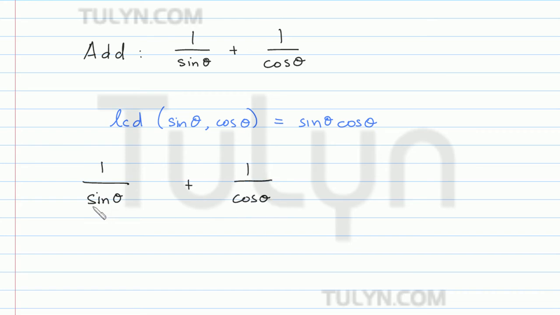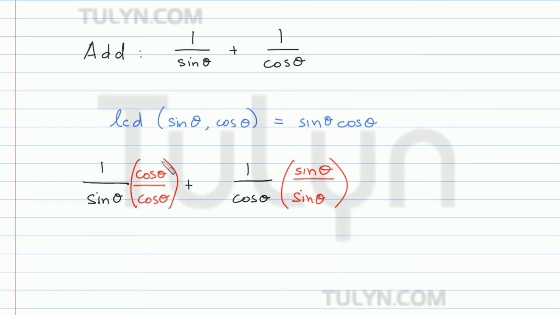Now, what's missing from this denominator is a cosine of theta, so we want to multiply the top and bottom of this expression by cosine of theta so that the denominator looks like sine theta cosine theta. And on the second expression, what we're missing is a sine of theta. So we want to multiply the top and bottom by sine of theta, so the denominator looks like sine theta cosine theta.